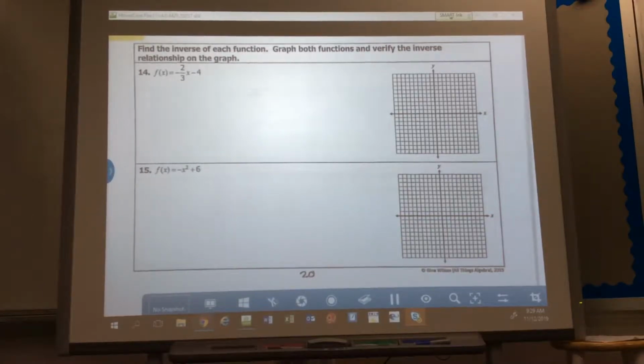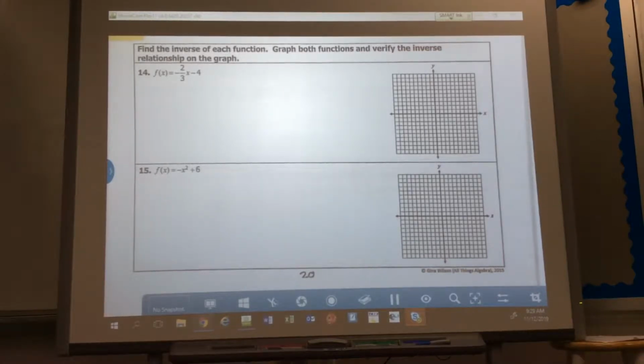Okay, for today's warm-up, we're going to find the inverse of each function, graph both functions, and verify the inverse relation on the graph. So we're going to have to find the inverse algebraically. We're going to have to graph both using different colors, and we're going to determine if they are inverses if the graphs have reflected across the line y equals x.